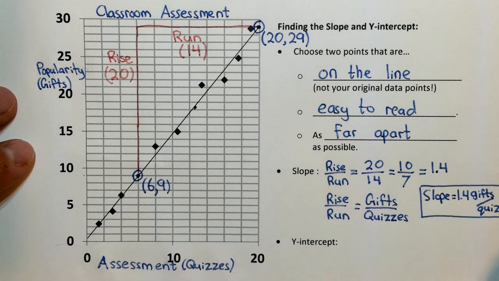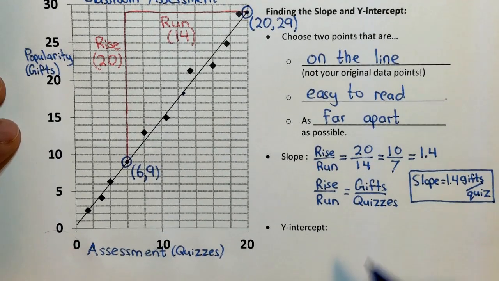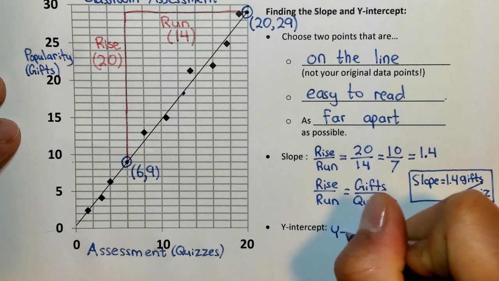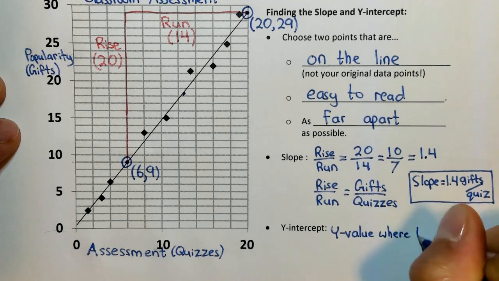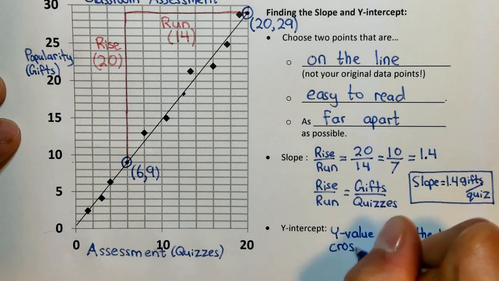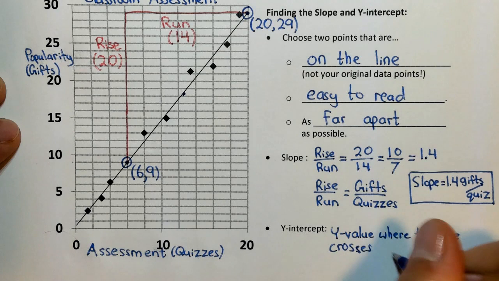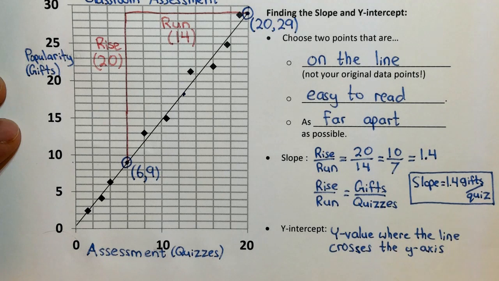Okay, let's also look at the y-intercept. So the y-intercept in general is the y value where the line crosses the y-axis. And so we can see that is happening right over here. Here is the point where my line crosses the y-axis. And that y value is, well, it's between 0 and 1. Let's call it about 0.5.